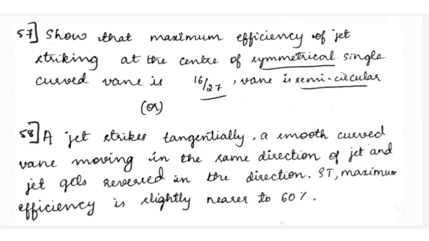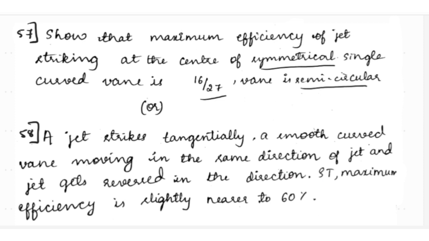So if jet gets reversed in the same direction, the curved vane should be semicircular. If it is not semicircular, it won't reverse in the same direction. It will make some angle with the direction of jet. So we have to analyze it. Since this curved plate is semicircular, the jet will be getting reversed in the same direction. So the answers to these questions are the same.